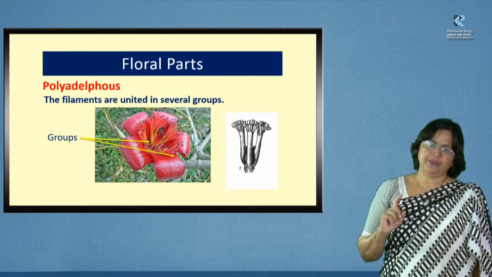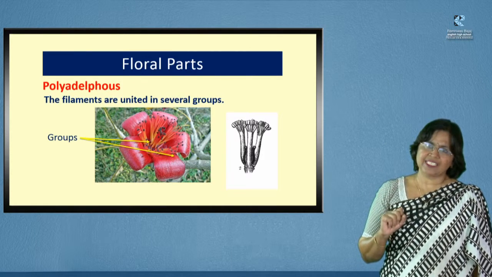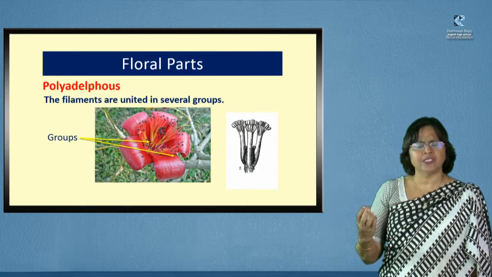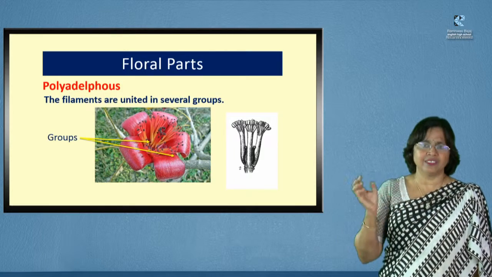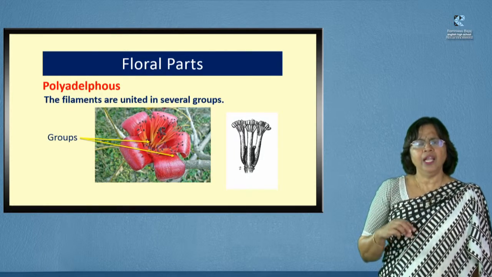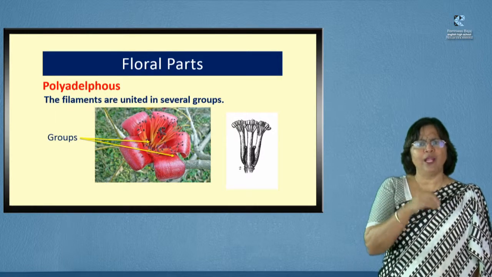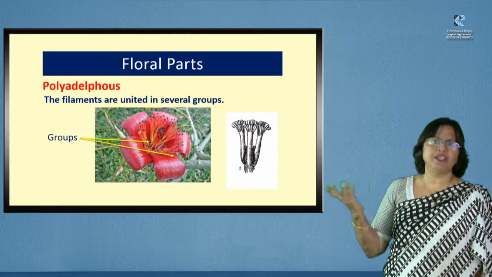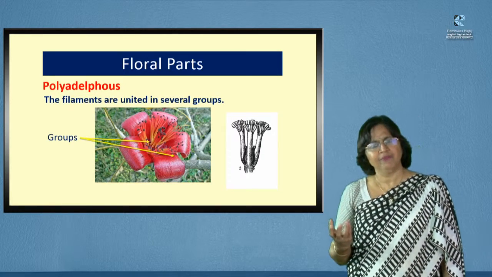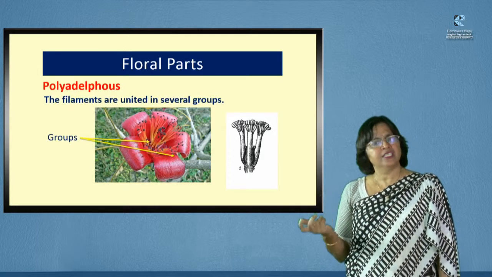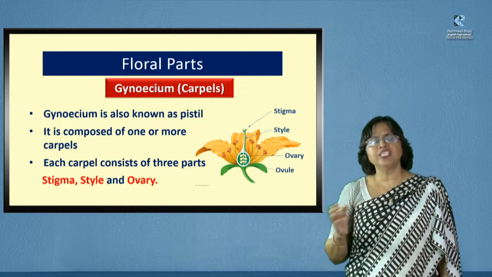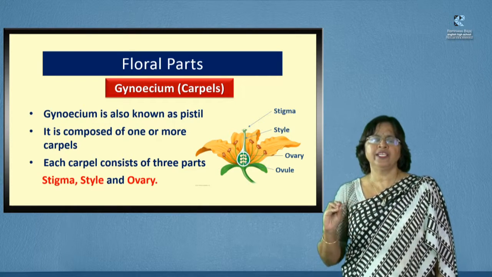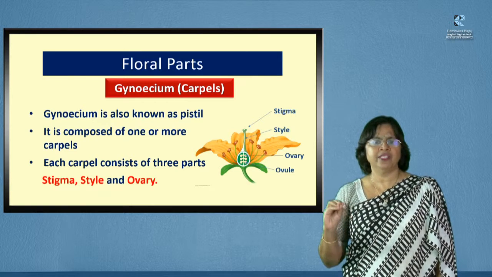Polyadelphous stamen. In some flowers like bombax, filaments unite in different bundles, in different groups. They have millions, as if millions of filaments. And many filaments unite to form one bundle. Another many filaments, there is no number to it, form another bundle, a third bundle. There might be 4, 5, 6 bundles of filaments forming polyadelphous stamens. All these modifications are for helping in pollination, the unique pollinating agent and situation that the flower is in.